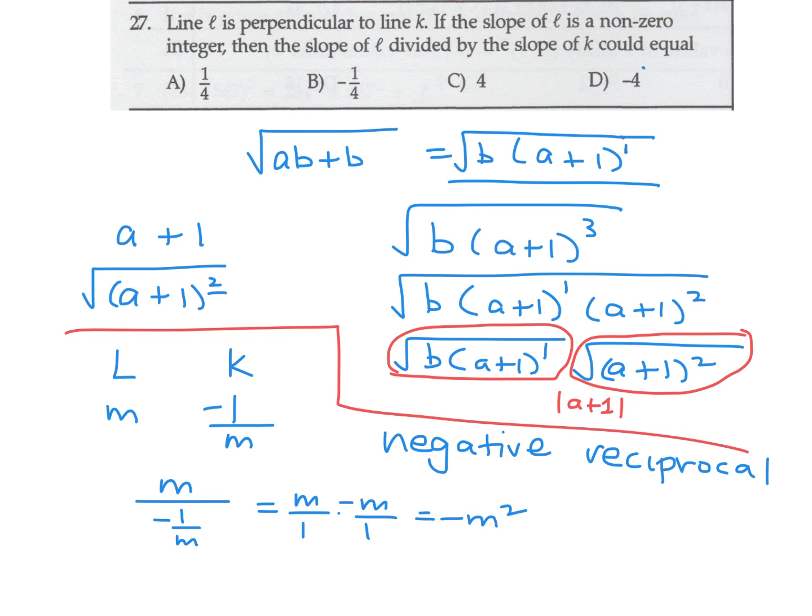So the only one that matches is negative 4, because for the other one, even though it's negative, in order to get that, M would have to equal half, and half is not an integer. Therefore, the answer is negative 4, which would be D.